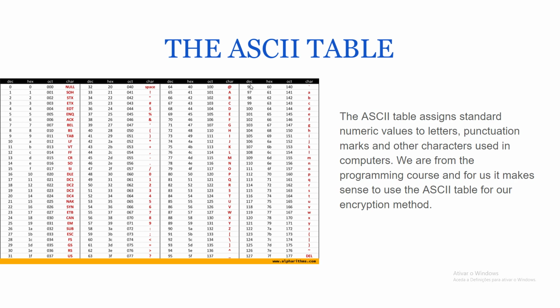There's a decimal number that can represent the letter A, which is 97. There are different ways you can represent it: hexadecimal, for example, is 61, or octal is 141. We'll only use the decimal way for this method, though.